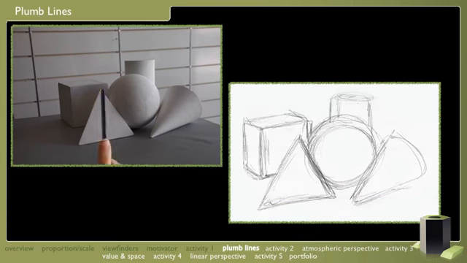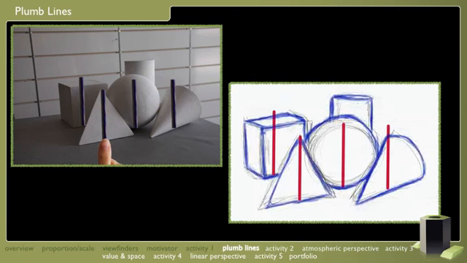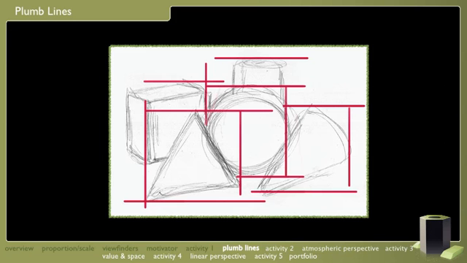Measure the object in your composition that is closest to you. Now, measure this object against the other object in the composition and make corrections as needed. You will continuously need to look back and forth between your subject matter and drawing to ensure accuracy. There are two ways to use plumb lines. The first way is by drawing vertical and horizontal lines that mark off key points in the drawing.